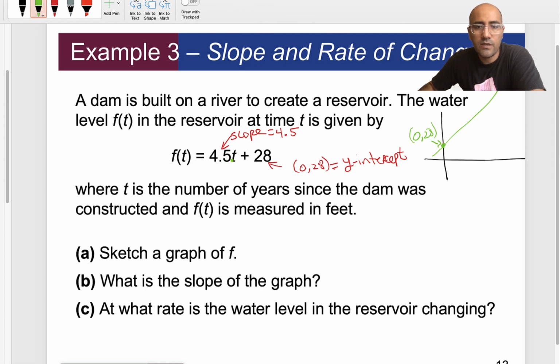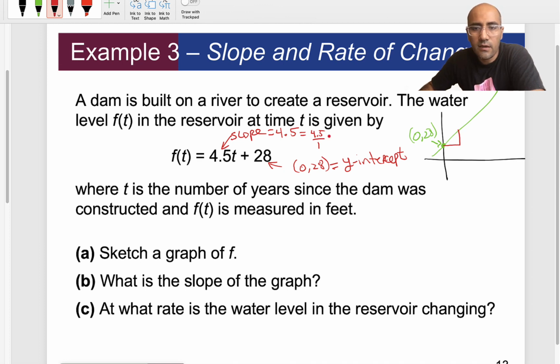And then I can use this to find one more point on the line. Now I have to create this little triangle underneath it to do that. So I can go this way, go this way. Since it is a decimal, I could say that this is equal to 4.5 over 1. So 1 unit this way, 4.5 units that way.